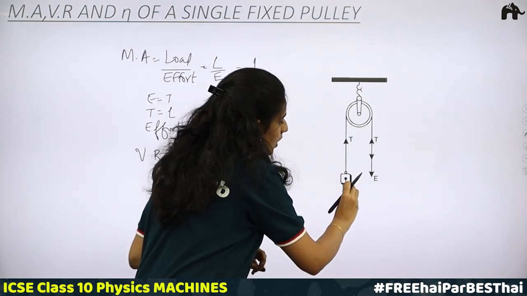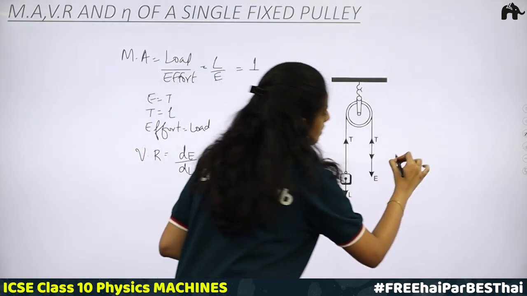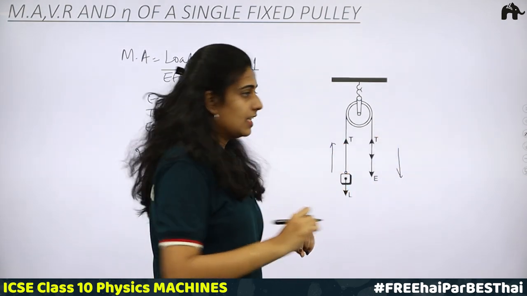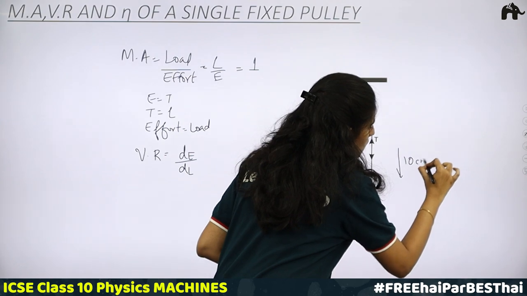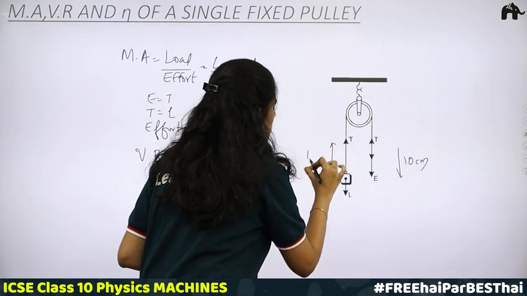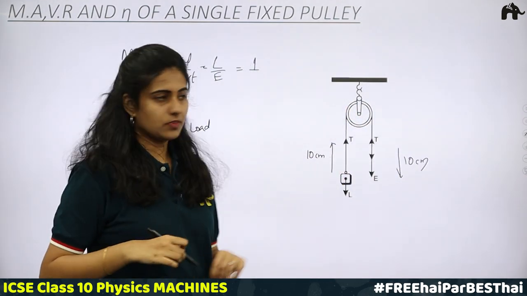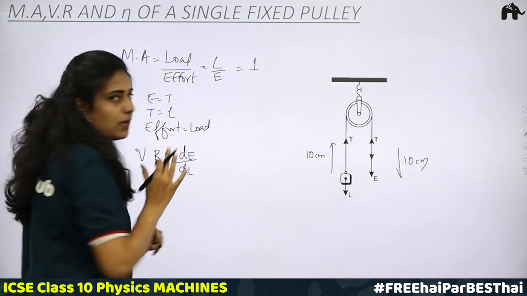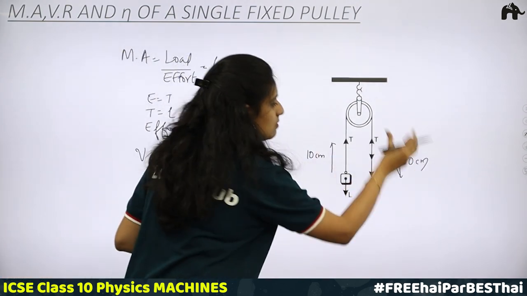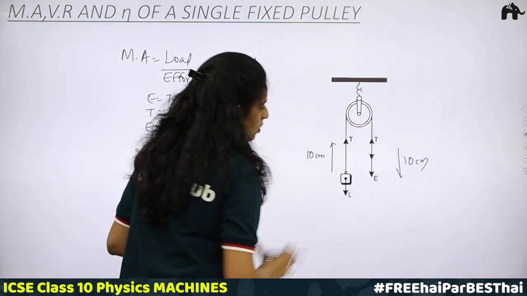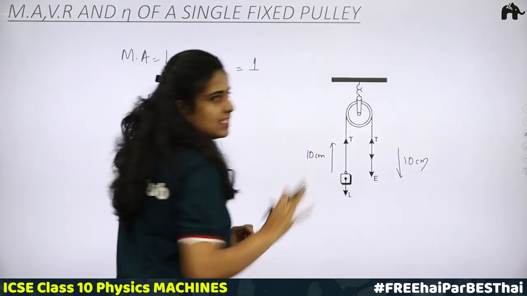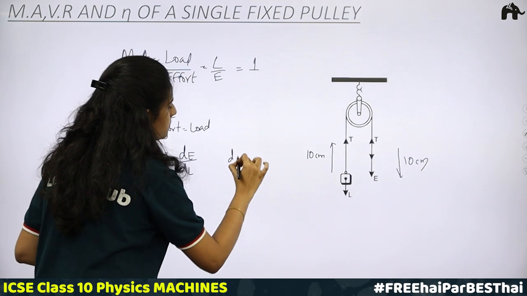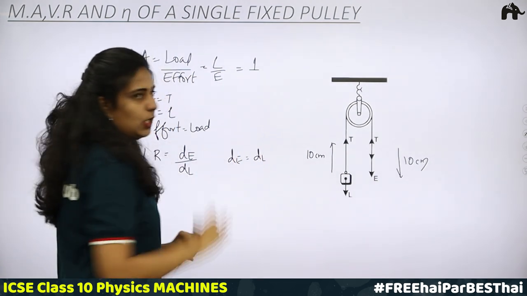Here again the load will also be moving. When you pull the rope in this direction, the load will be moving upward. Here if it moves through 10 centimeter, the load will also move through 10 centimeter. So, distance moved by the effort to the distance moved by the load: in this case, 10 centimeter. If the rope here is moving downward, the load will be moving upward 10 centimeter. They will be equal, which means distance moved by effort is equal to distance moved by load.